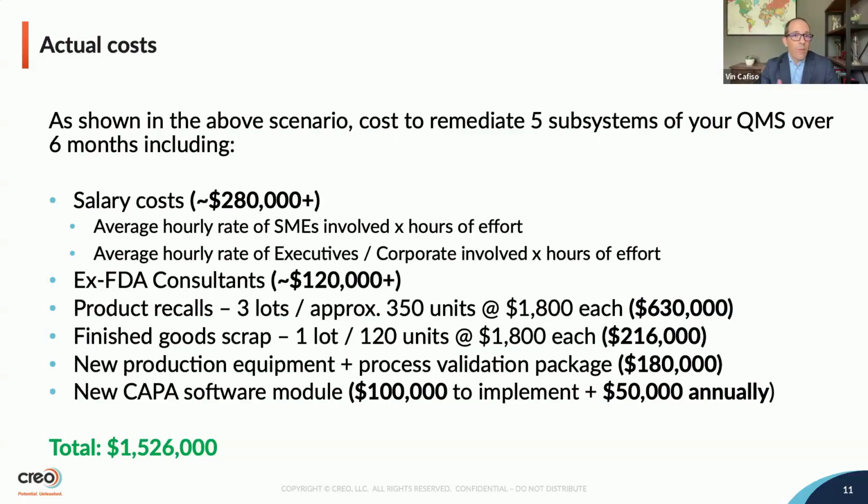And then we had finished goods, a lot that was in our control. And so that was something that we basically had to work with the client to scrap. They had to get new production equipment because of the lack of process validation capability for the equipment that they had. So they had to get new equipment that was capable of being validated, right? And that takes time and a lot of money.